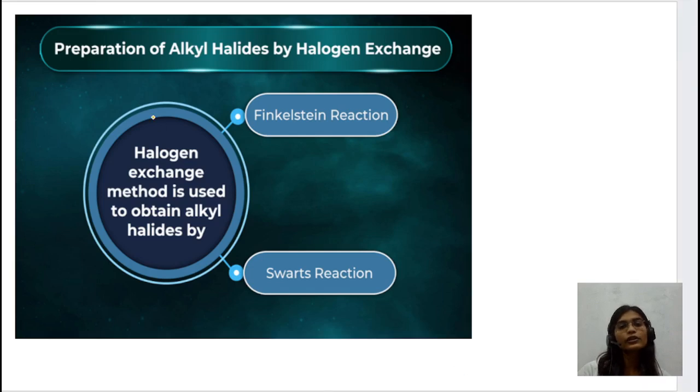Okay, so let's continue. In today's class, we are going to start with the preparation of alkyl halide by halogen exchange. The very first is going to be the Finkelstein reaction, and the second is going to be the Swarts reaction. Basically there are two reactions for you, and for these kinds of reactions, the mechanism is not required, only the reaction is required.